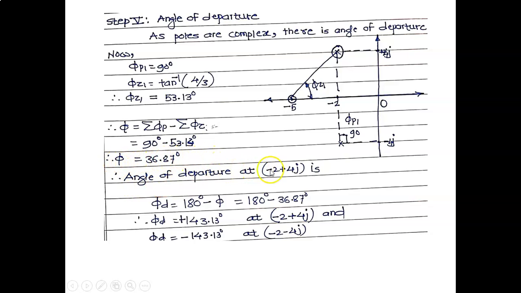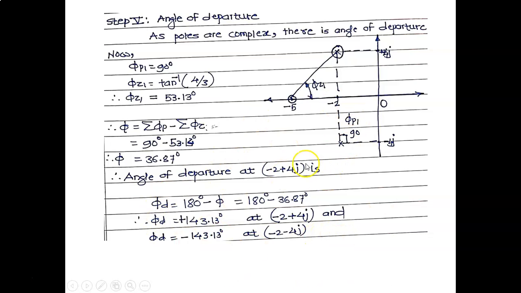Therefore, angle of departure at minus 2 plus 4j is phi d is equal to 180 degree minus phi, which is equal to 180 degree minus 36.87. Therefore, phi d is equal to plus 143.13 degree at minus 2 plus 4j, and phi d is equal to minus 143.13 degree at minus 2 minus 4j.